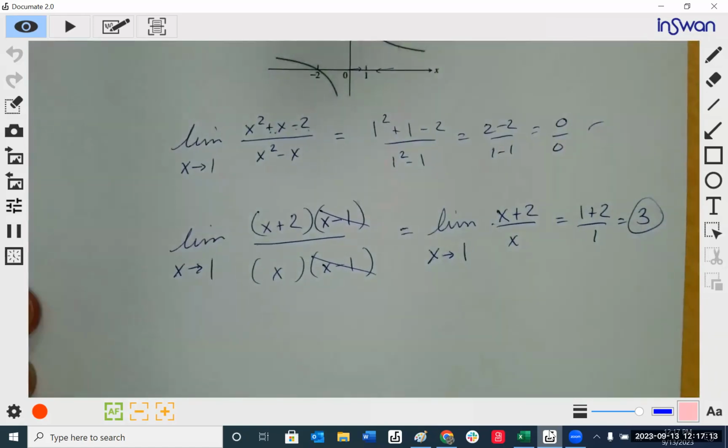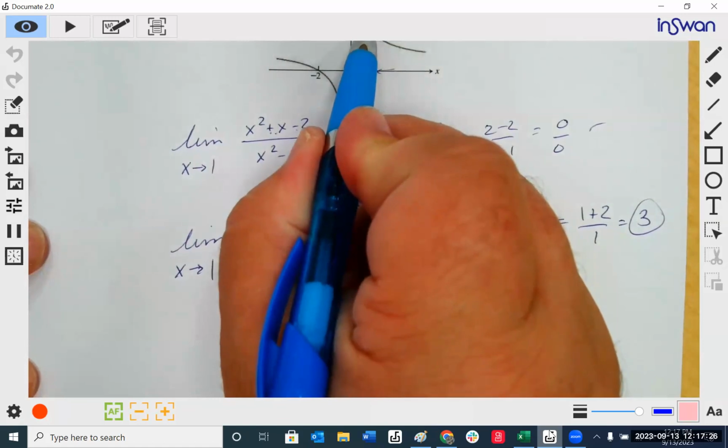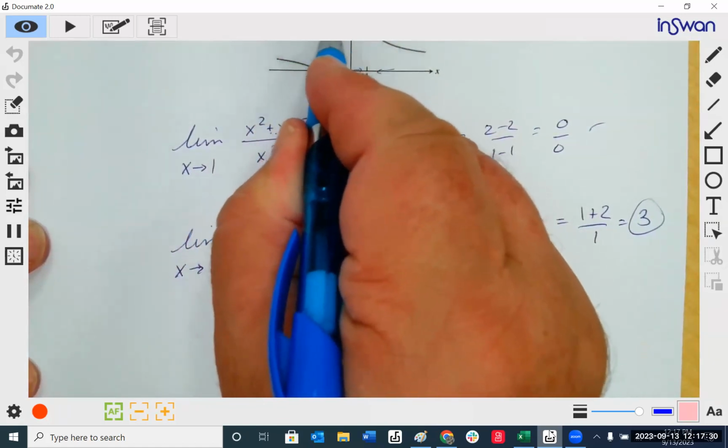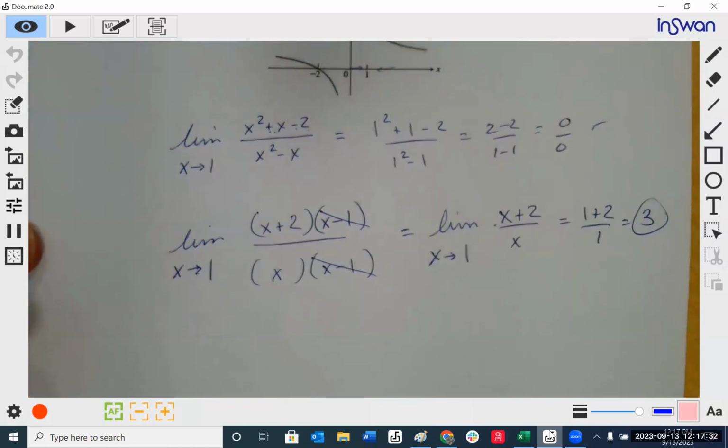So we're saying the limit exists and it's 3, as x approaches 1. In other words, this limit here exists and it equals 3. That's my L.